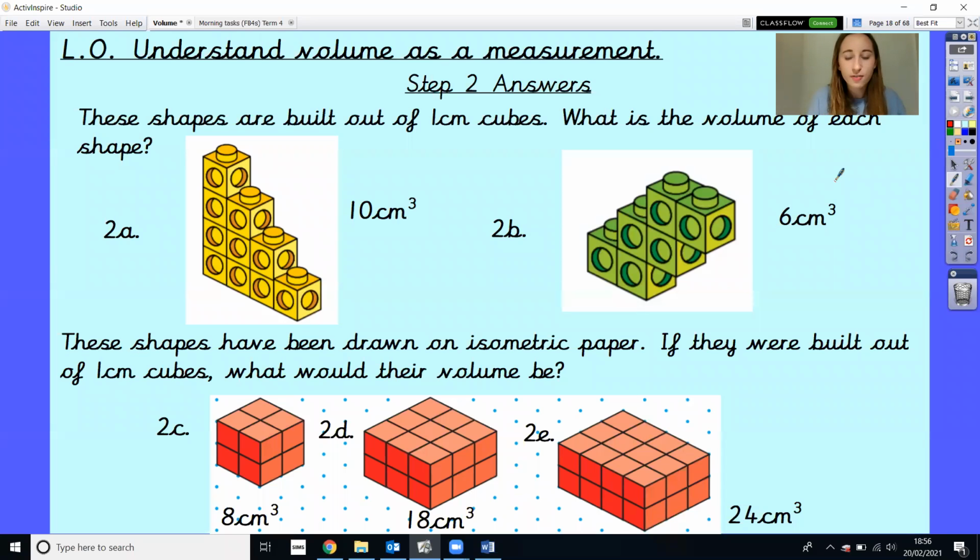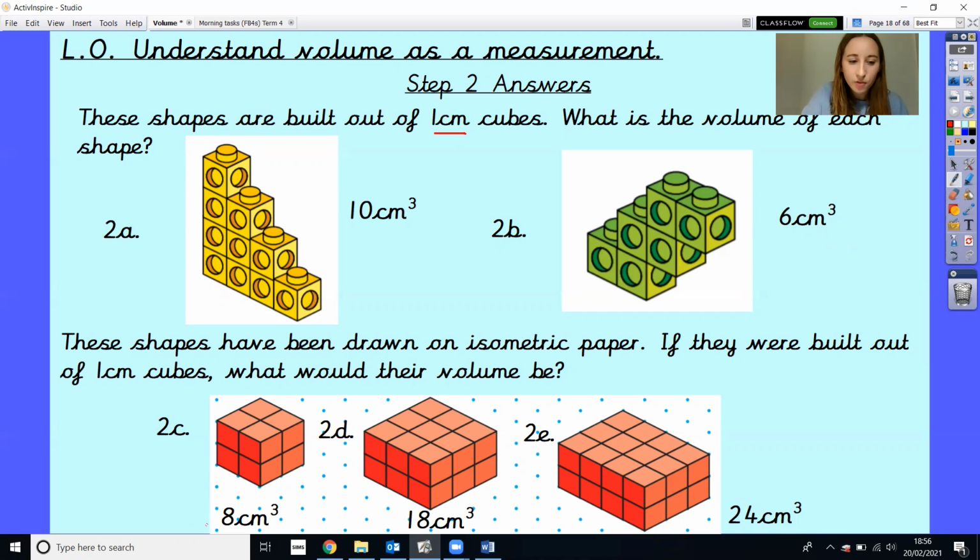Okay, welcome back, Year 5. Well done for having a go at those. So I'm hoping that 2A and 2B were fairly straightforward for you. So here's our answers here. So there are 10 cubes, 1, 2, 3, 4, 5, 6, 7, 8, 9, 10. We know each one of them is 1 centimeter. So my volume of my shape is 10 centimeters cubed. For 2B, I know there are 6 cubes. I can see them all, and each measures 1 centimeter. So my volume is 6 centimeters cubed.